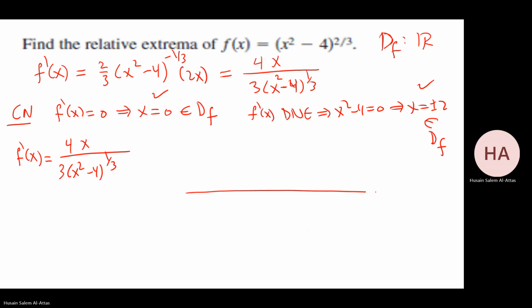Okay. Now I'll put the number line. I have minus 2, 0, 2. So I take a value before minus 2. Take minus 3, that will be negative. Here I have minus 3 squared, 9 minus 4 is positive, so I have negative. Between minus 2 and 0, take a value minus 1. That will be negative, and I have 1 minus 4, which is negative. So I have positive. Between 0 and 2, take a value like 1, it will be positive over negative, so that will be negative. Take a value 3, positive over positive, that will be positive.